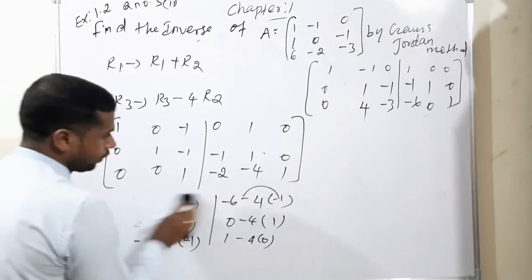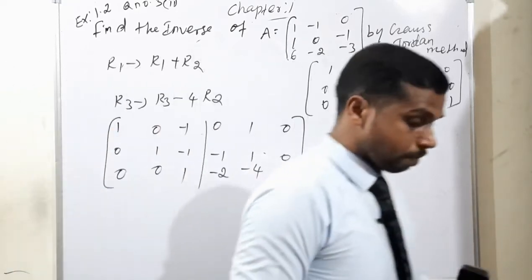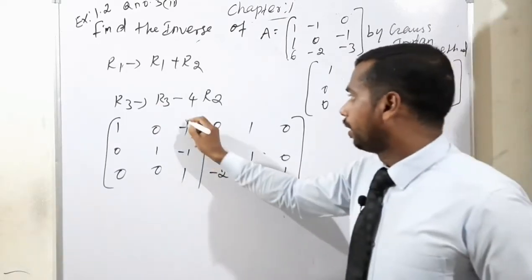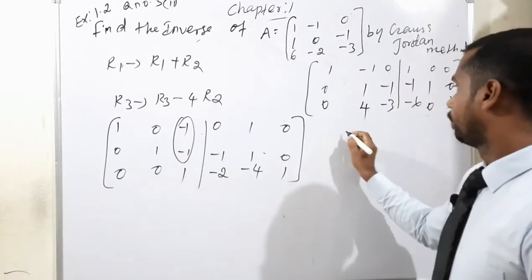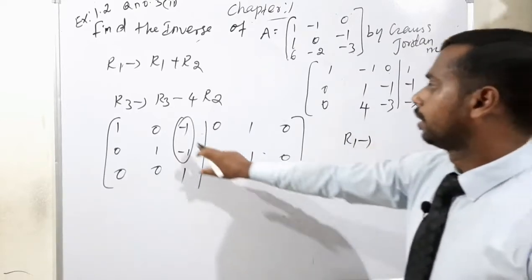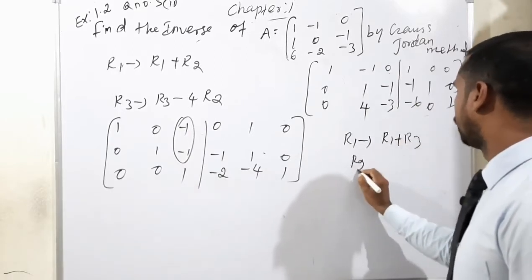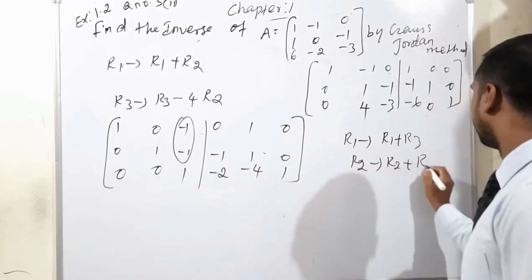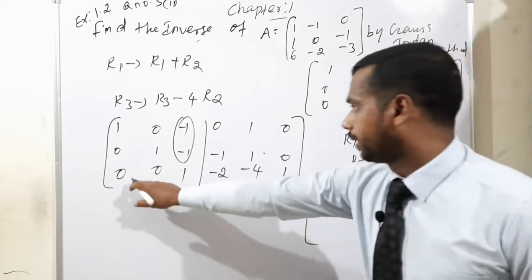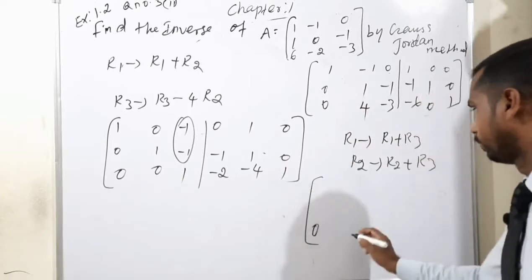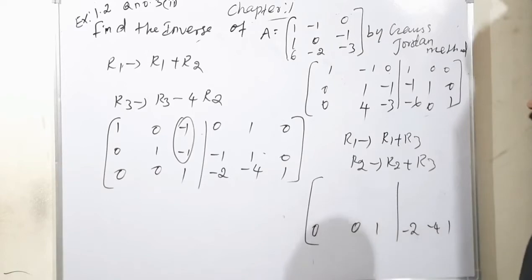Next what we have to do? Next step. There under the term, isn't it? Very simple, no? We have to show 0. R1 gives R1 plus R3, isn't it? R1 plus R3, as well as R2 gives R2 plus R3. So listen very carefully. R1, R2, R3 same. What is the term actually? 0, 0, 1, then minus 2, minus 4, positive 1.